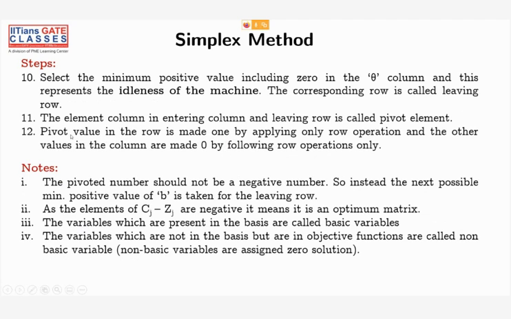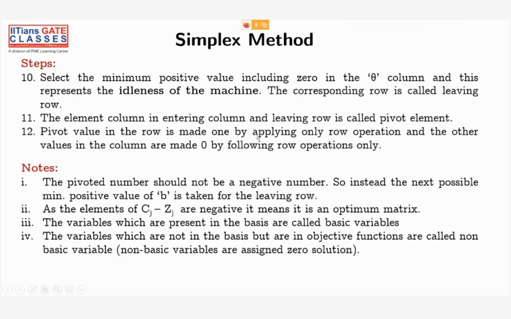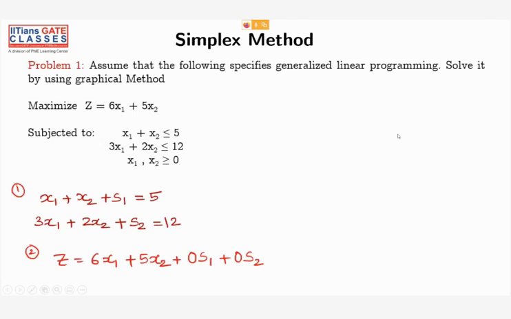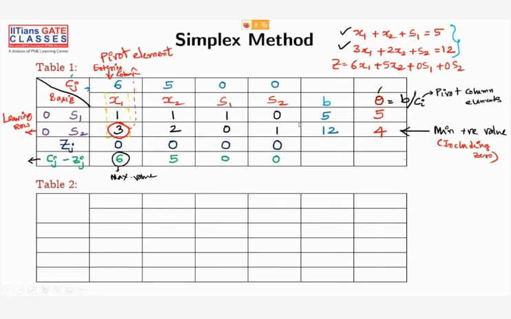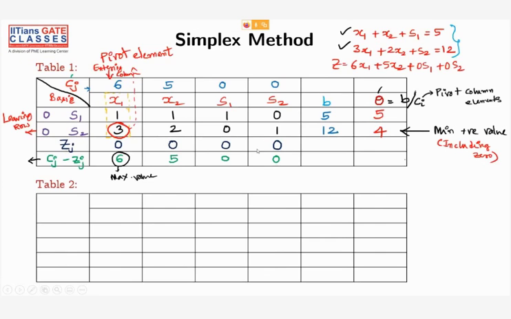Let me do that. The last step that we have to do is where you jump from table 1 to table 2. Pivot value in the row is made 1. It means that you have to make this value 1 only by applying row operations, meaning row-wise multiplications and row-wise additions. You should not do column-wise; only row-wise is allowed. And the other values in the column are made 0 by row operations only. It means you make this value 1 and the other values in the column 0 by row operations only.